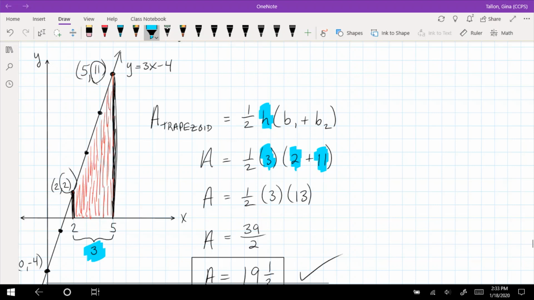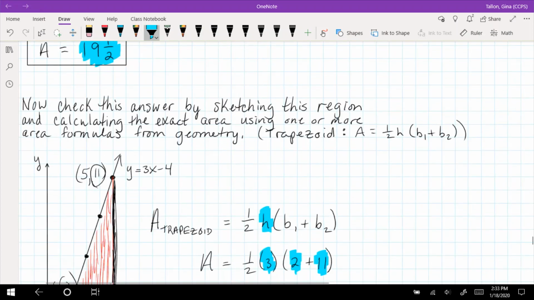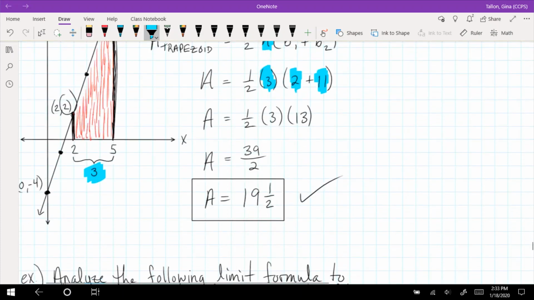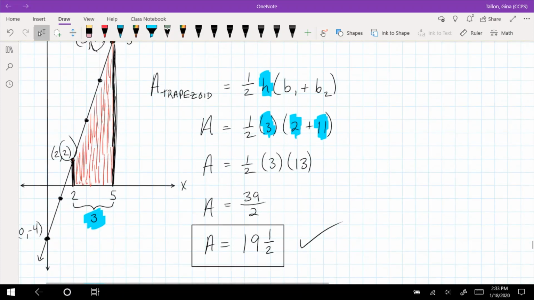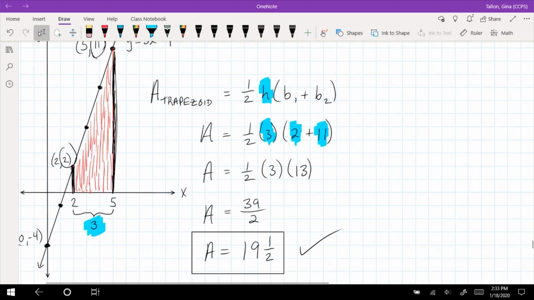Alrighty, put all that together. You're taking 2 plus 11, you're getting 13. 13 times 3 is 39, divided by 2 is 19.5. That is the same area we had by using the limit definition formula up there. Okay, so this worked out really nice because this was a linear function and I could find the area using geometry to prove everything to you.